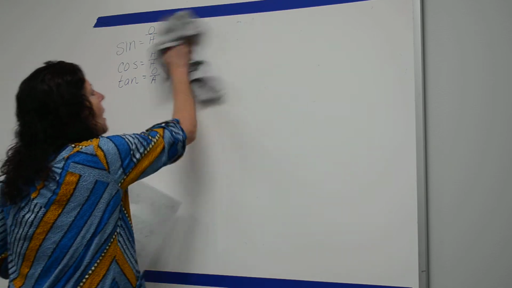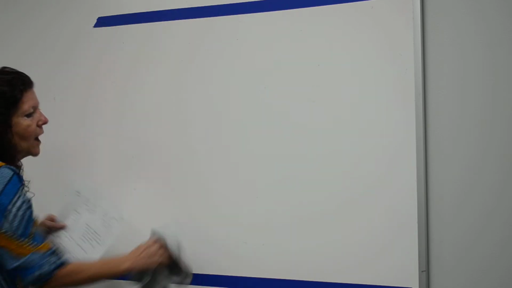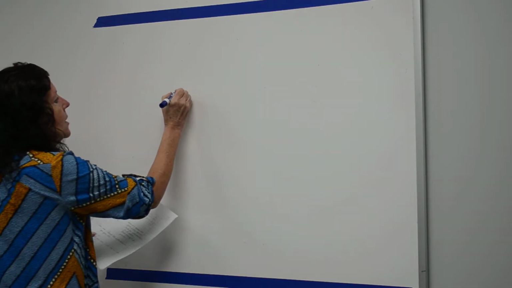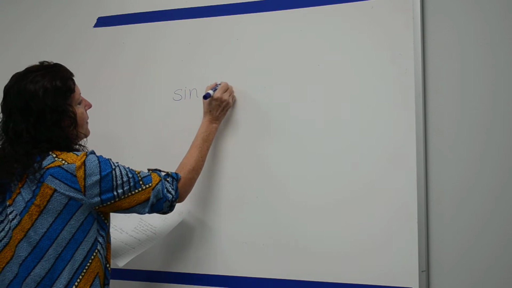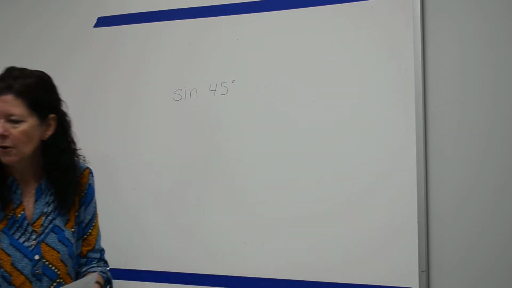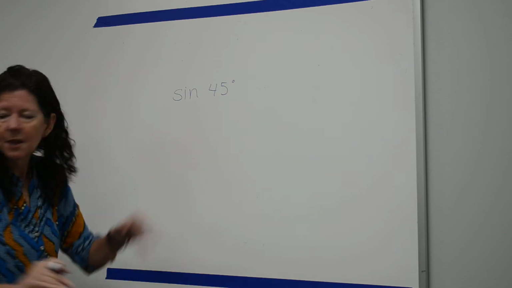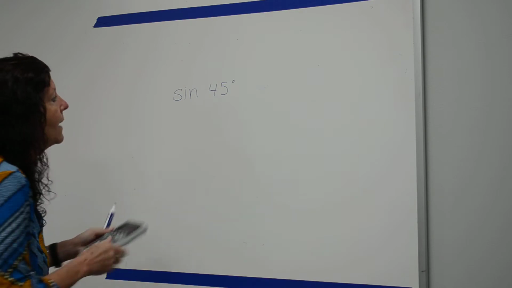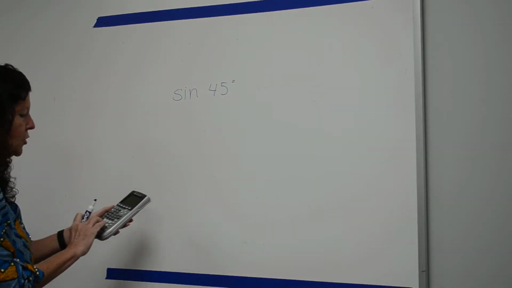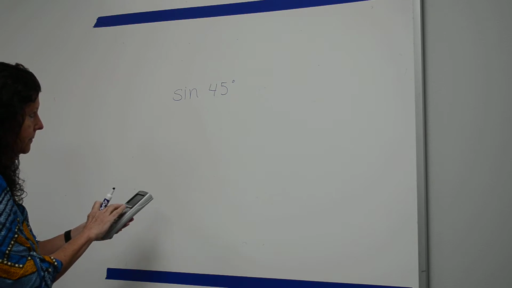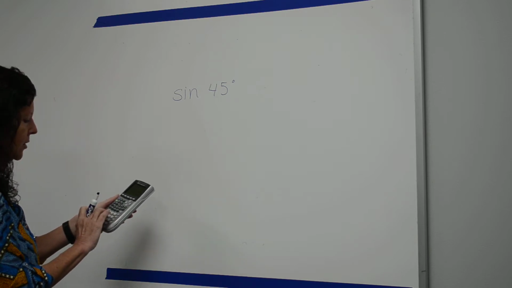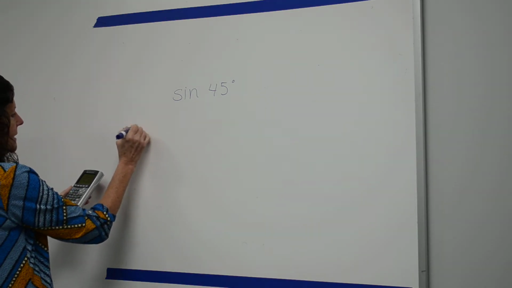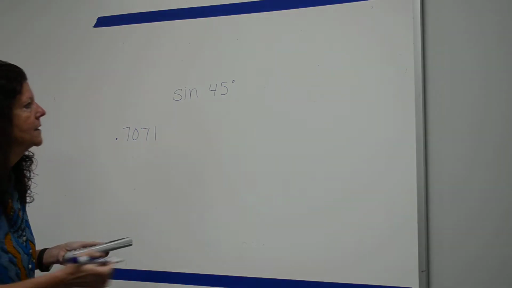Now, I don't know what calculators you're using. If you've got siblings that have a graphing calculator, that is the easiest thing to use on this. So I've got the sine of 45 degrees. It just wants you to punch it into the calculator. If you're using a graphing calculator, you hit the sine button, you hit 45, and you hit enter. And then you round it to 4 places after the decimal. So that would round to that.